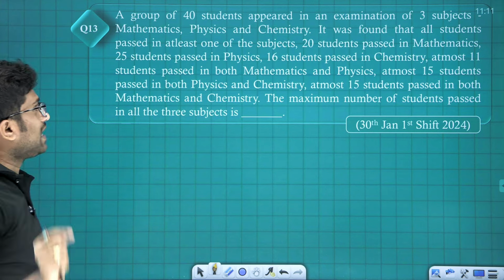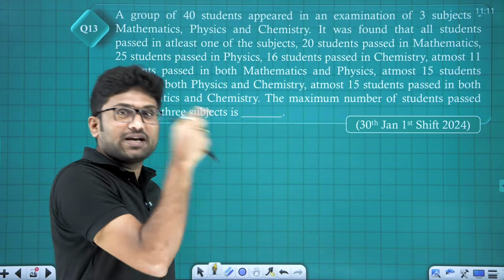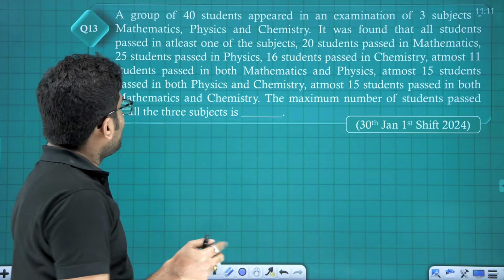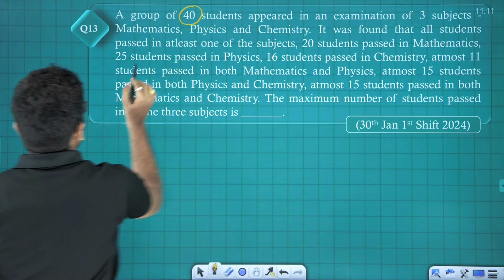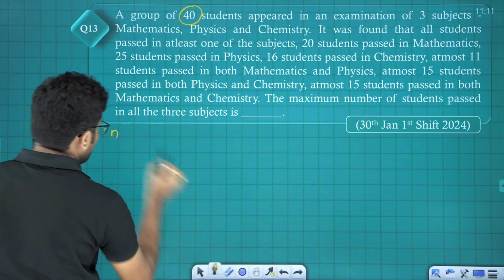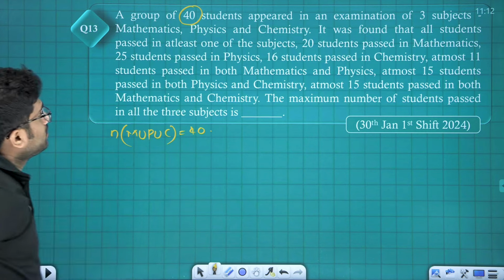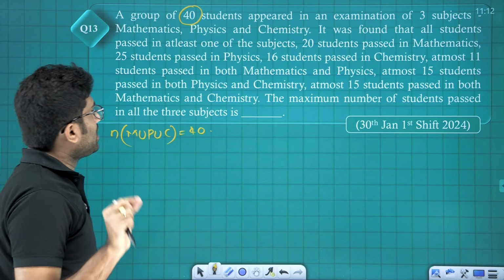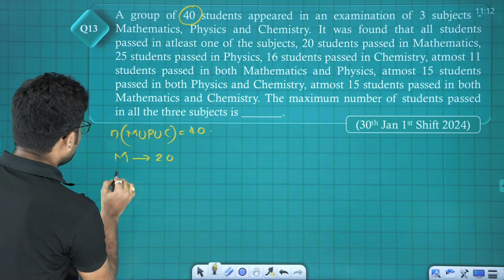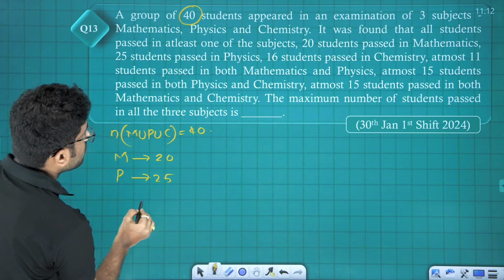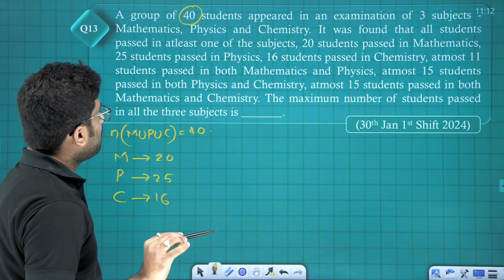A group of 40 students appeared in an examination of 3 subjects, maths, physics and chemistry. Just now we have seen a similar type of question. It was found that all students passed at least in one of the subjects. Acha, that means n of A union B union C is equal to 40. N of M union P union C is 40. It was found that 20 students passed in maths, physics 25, chemistry 16 students. At most 11 students passed in maths and physics.